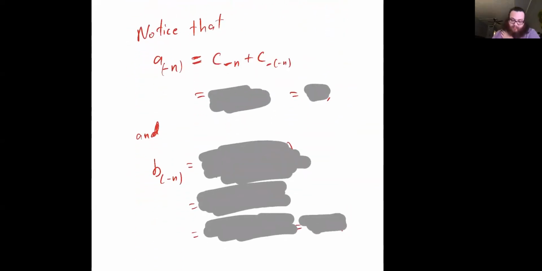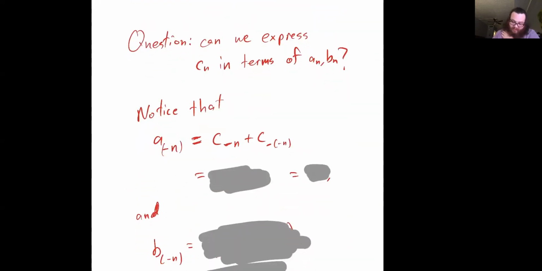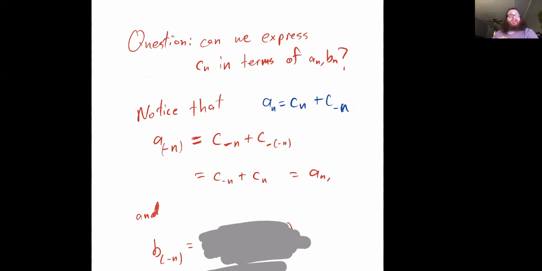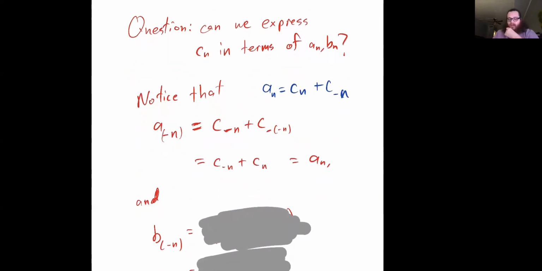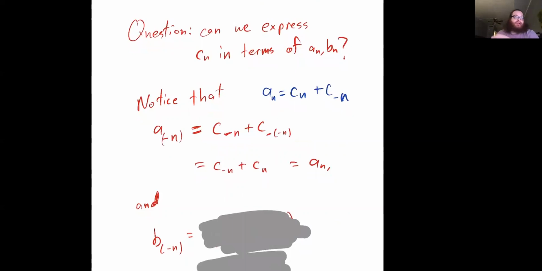If you plug in -n, well, recall that a sub n was c sub n plus c sub minus n. So plug in -n here and here. You're going to get -n up there, minus -n over there. Clear the signs, and you're going to notice it's exactly a sub n. So we've shown that the coefficients for cosine, just as cosine is symmetric, are also going to be symmetric for n and -n.